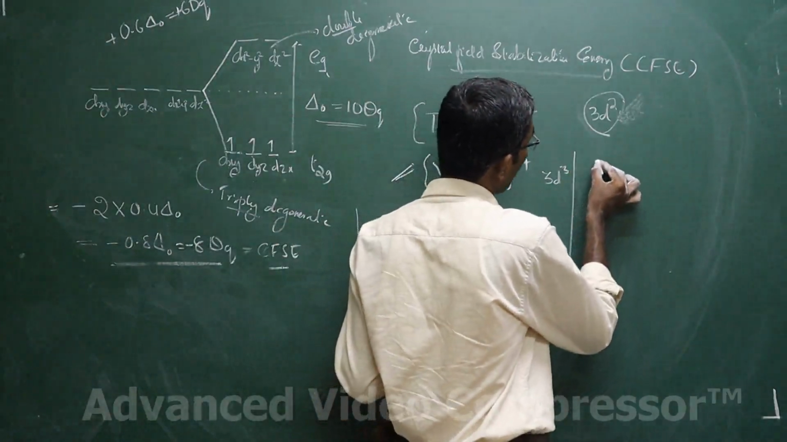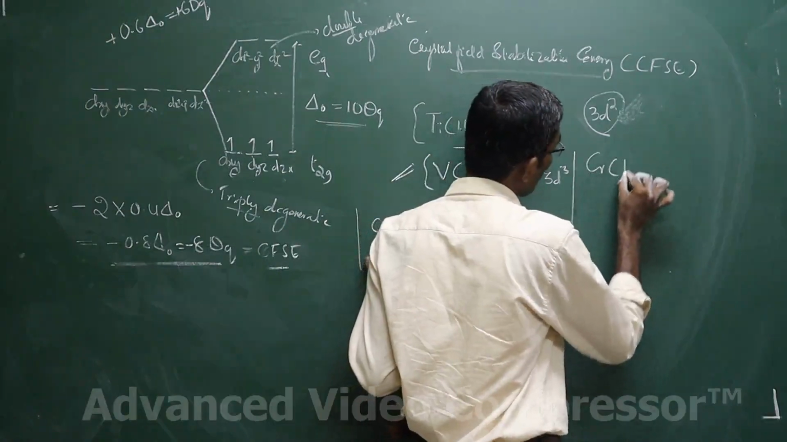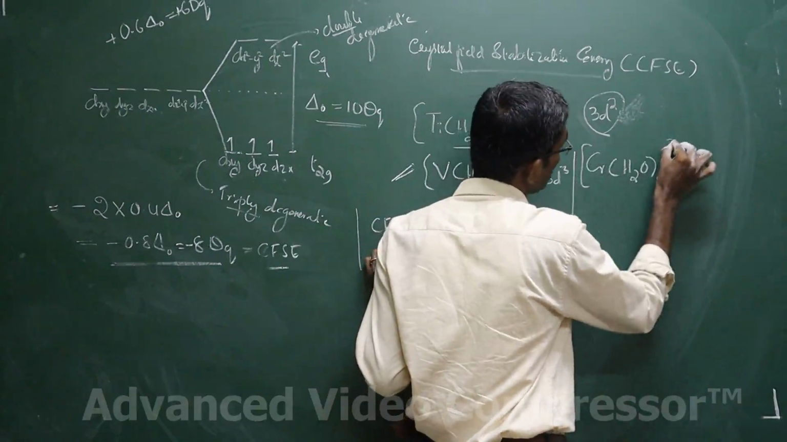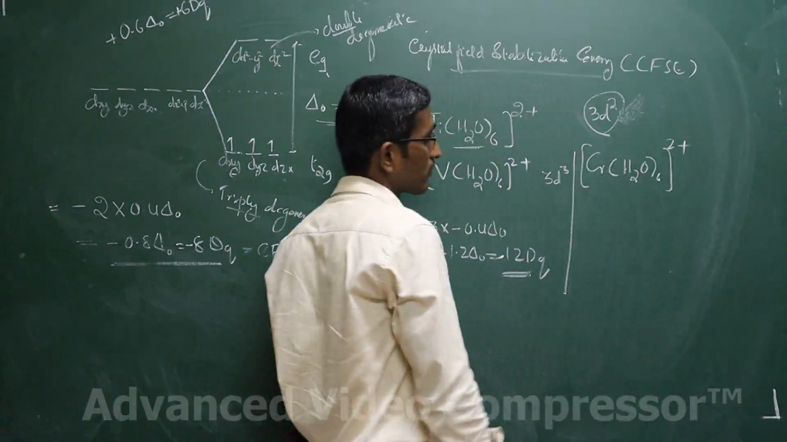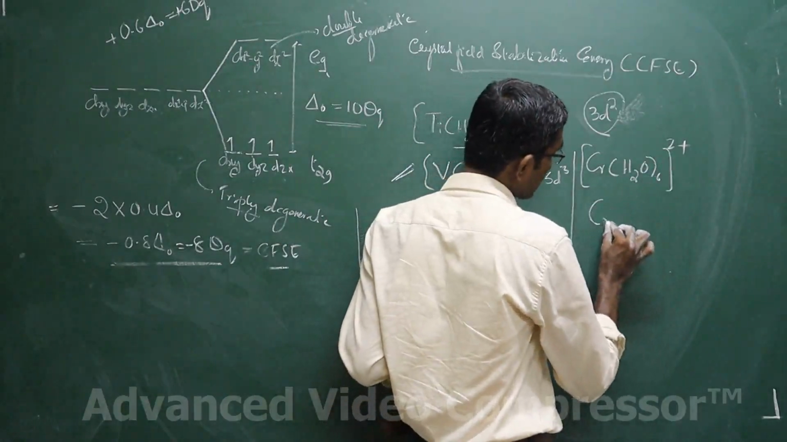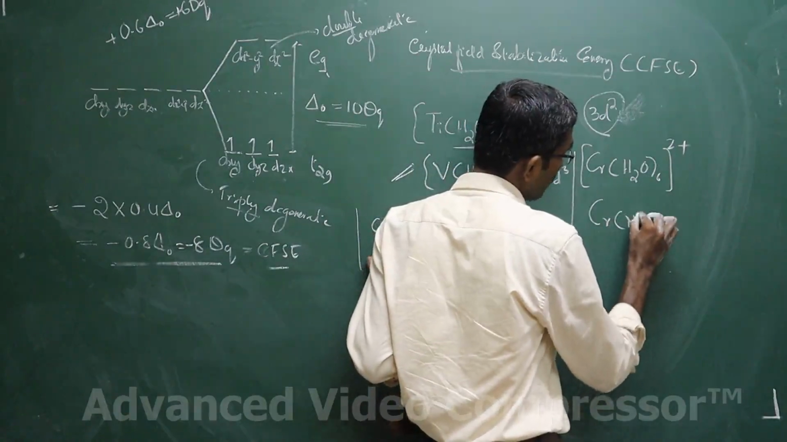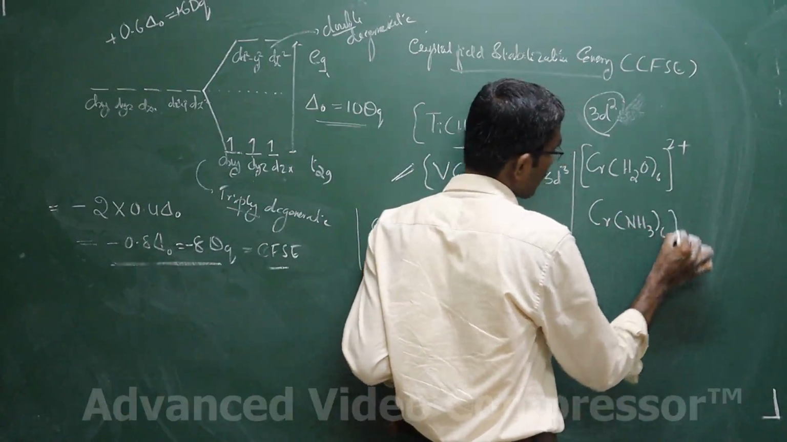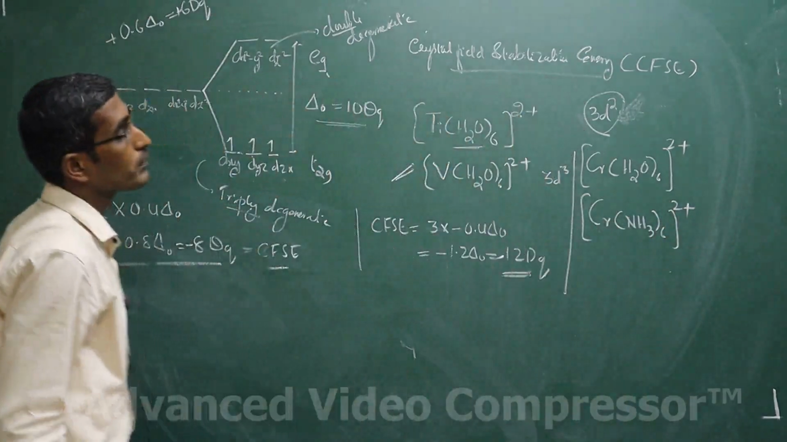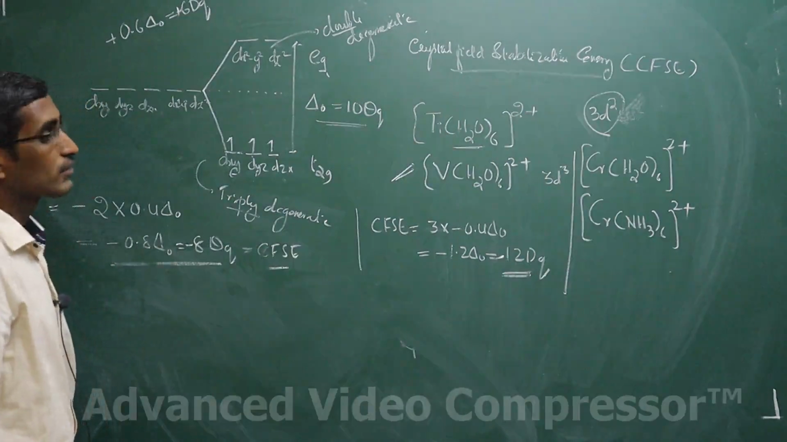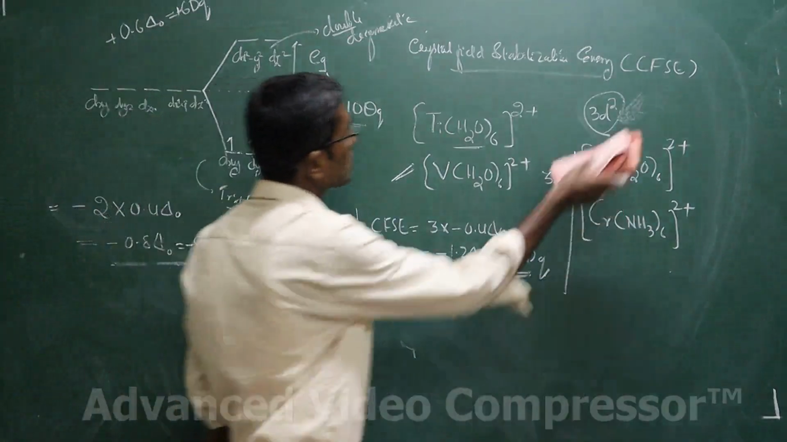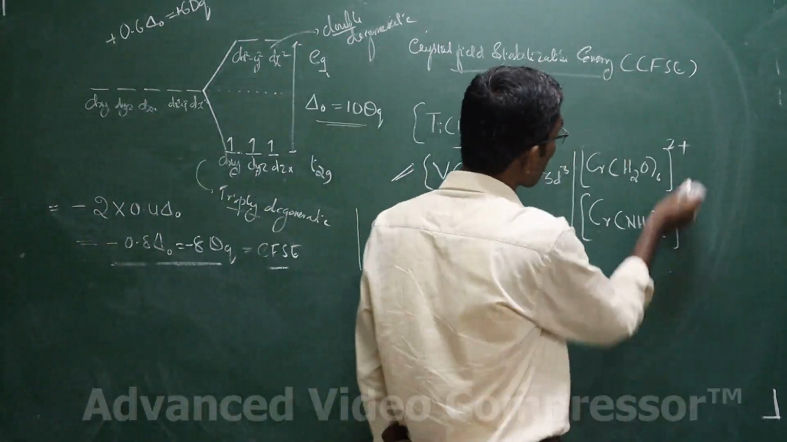That is, for example, I am taking Cr, water only I will take. I will try to take 2 complexes. One is [Cr(H2O)6]2+. Another is [Cr(NH3)6]2+, both with neutral ligands. Right? So you have to predict the crystal field stabilization energy for these complexes, and straight away answer this question, student, and then I will explain why so.